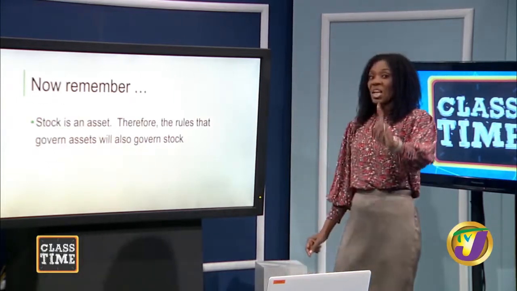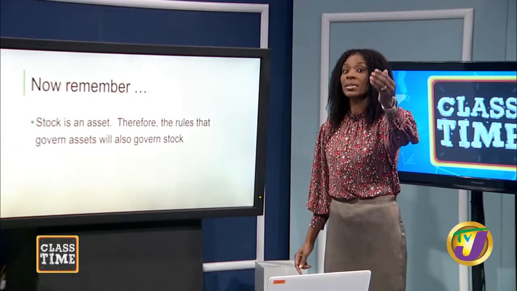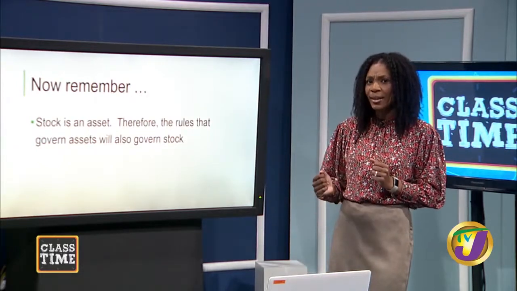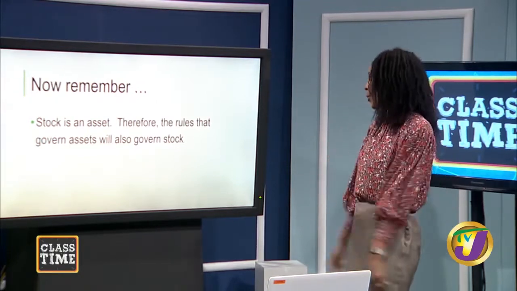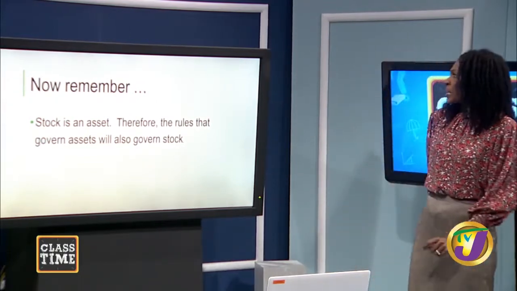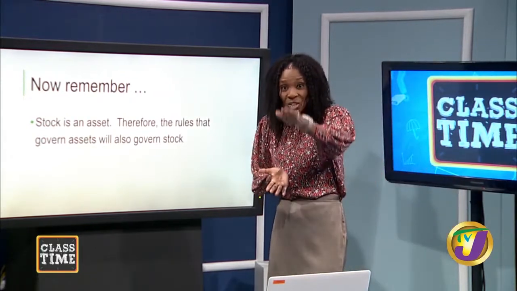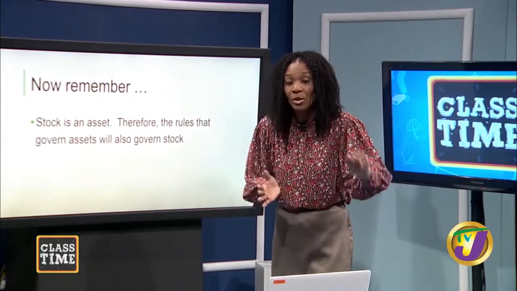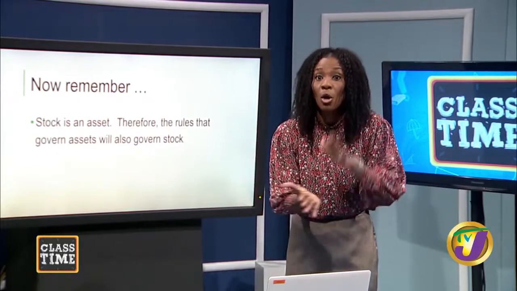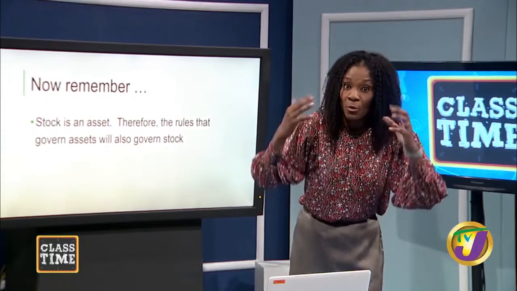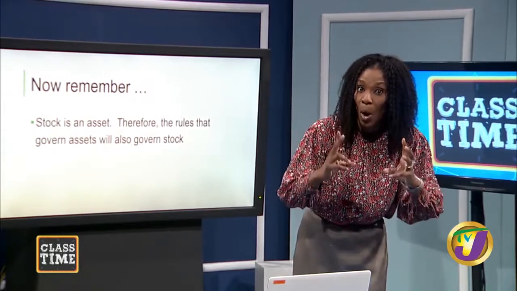Now remember, stock is an asset. Good. And what type of asset is it again? A current asset. Good. Now, therefore, the rules that govern asset, students, the double entry rule that governs asset will also govern purchases, because purchases here is reflecting our stock bought.